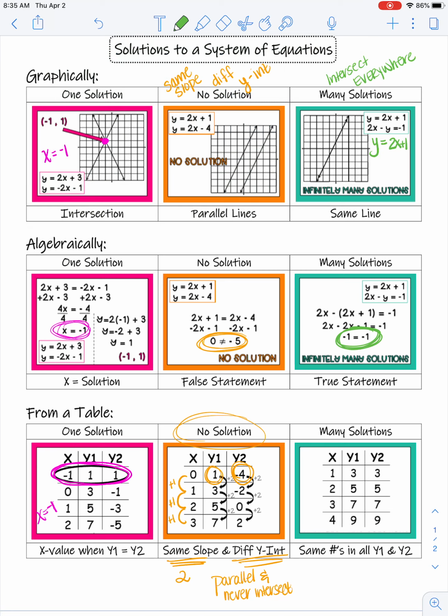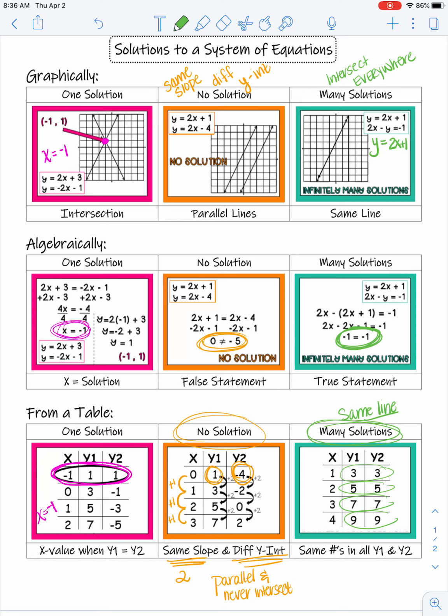Okay. A little easier to see in a table when something has many solutions because you literally have the exact same information in y1 and y2. So those are the same line, which means they overlap in every point, which means they have many solutions.